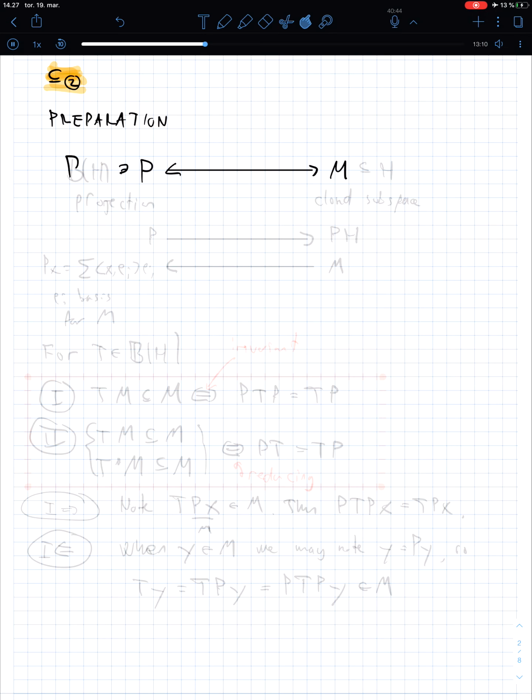So I have a projection, which is an operator in B(H). Projection means that P squared and P star are the same as P. And M is a closed subspace of H. And you can go back and forth between these two pictures. If you have a projection, then what you can do with it is send it to the subspace, which is simply the image of P applied to H.